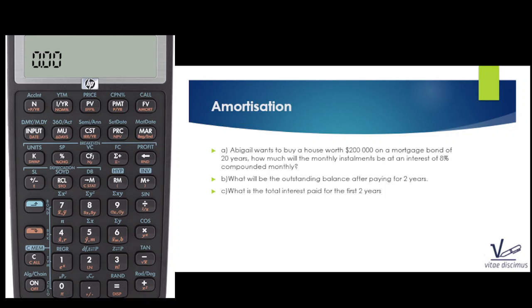Then over a 20-year period, since the payments will be monthly, you're going to make 12 payments times 20 for those 20 years. Then your interest rate also needs to be an effective interest rate. Considering that the interest will be compounded monthly, we divide the interest by the number of compoundings in a year, and N is multiplied by the number of payments we make in a year.